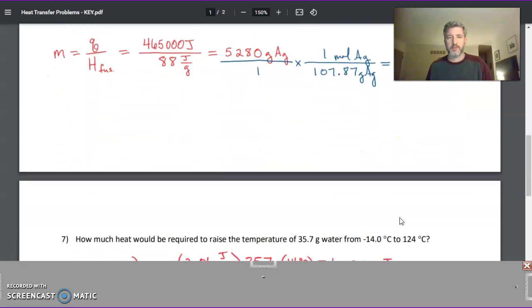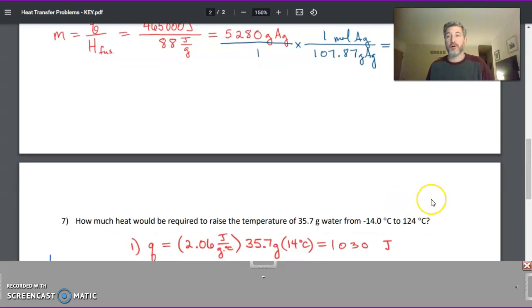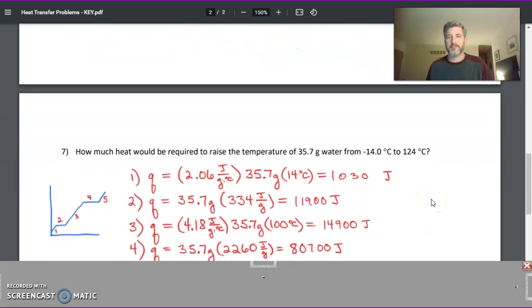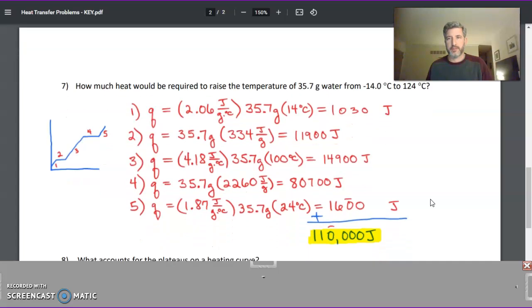All right, number 7. So this one is a long one. This one requires 5 steps. And the reason it requires 5 steps is because we're starting below the freezing point of water and we're going all the way above the boiling point. Okay, so you've got all 5 parts of a heating curve that you could possibly have.